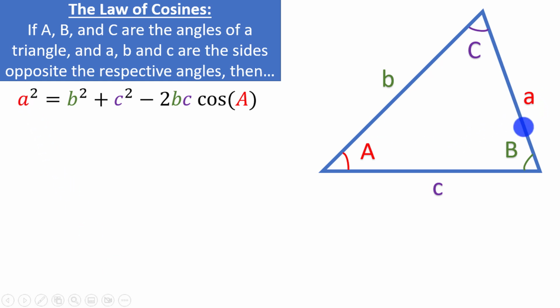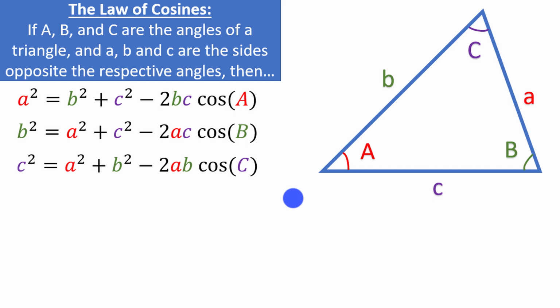Lowercase a is one of the sides of the triangle. A squared is equal to the other two sides squared and added together, b squared plus c squared, minus 2 times those two sides again, b times c, times the cosine of the angle opposite to the side that you started with, capital A. This doesn't only apply to this side. This could apply to any of the sides. So we have two other ways we can write the formula. Let's just think about the second one.